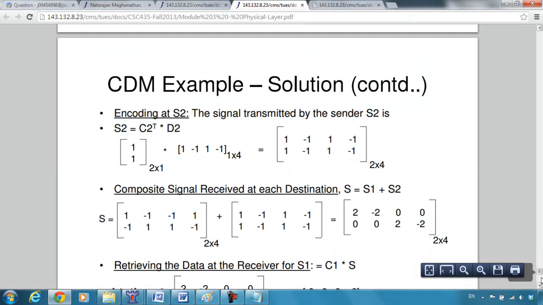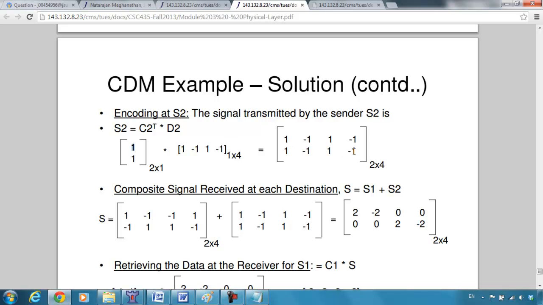Then let's do the same thing for sender 2. The chip sequence is 1, 1. So you take a transpose of this. This is the data sender 2 wanted to send. So it is this 1 multiplied with each of this, so it is same as that. Then this 1 multiplied with each of this, so it is same as this.